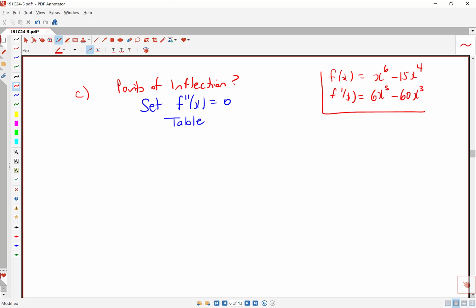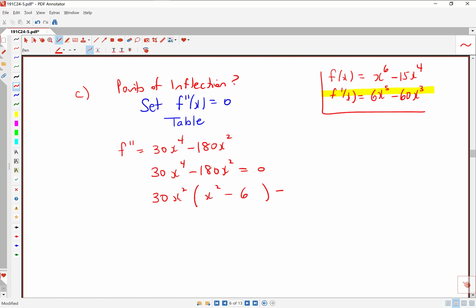So here we go. Let's calculate f double prime. We've got our f prime sitting in the top right corner here. So just take the derivative again and you get 30x to the 4th minus 180x squared. And we want to take this and set it equal to 0. Okay, so if we factor out a 30x squared, that would work pretty well. That would leave us with x squared minus 6.